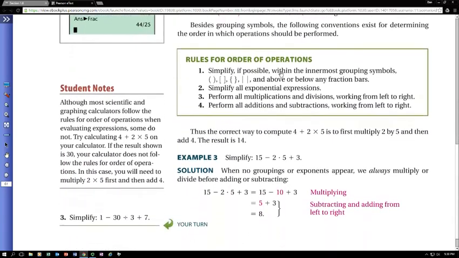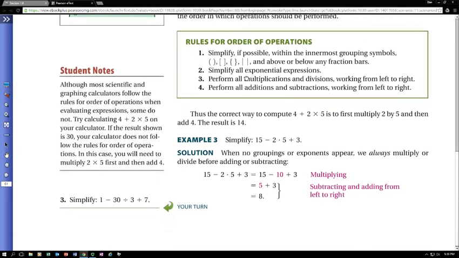So here's the rules for order of operations. You simplify if possible within the innermost grouping symbols. Here's some examples of that. You have the rounded brackets, square brackets, this set brackets is what I call those, and absolute value bars, and above or below fraction bars.